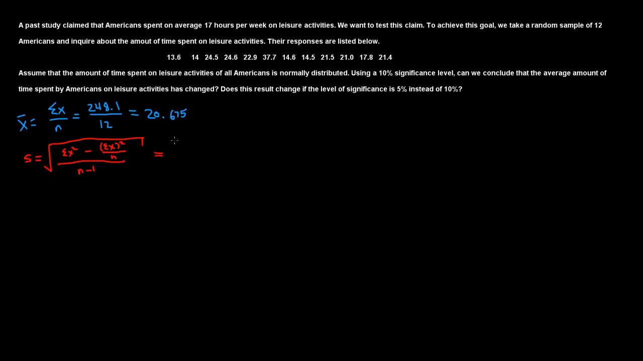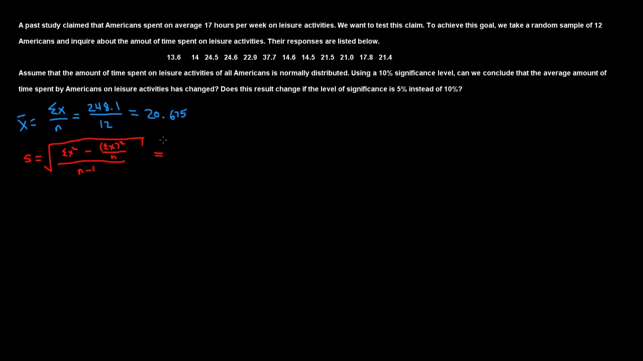We already know the sum of x's. That was 248.1. We know n is 12, so we're good with the denominator here. That's going to be 11 there. But we need to calculate the sum of the x squareds. It's not hard. You just have to square all of your data points and add them up.